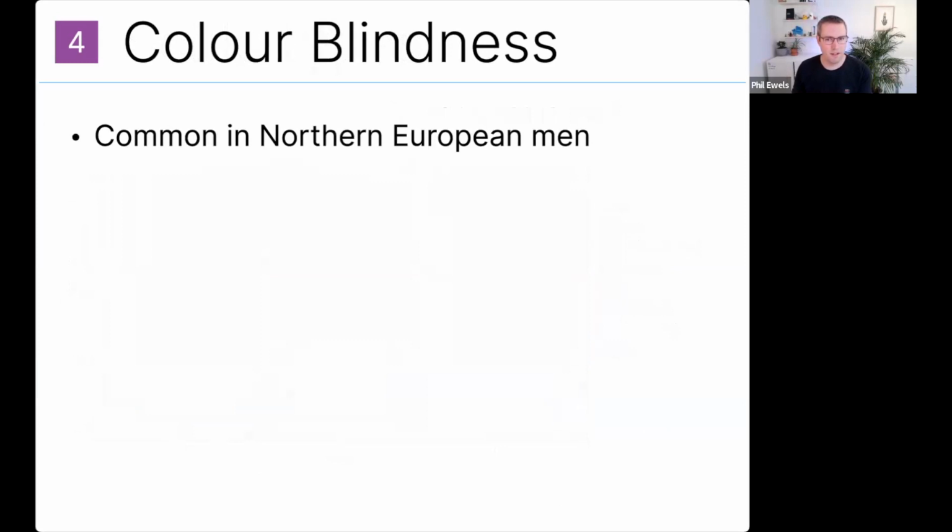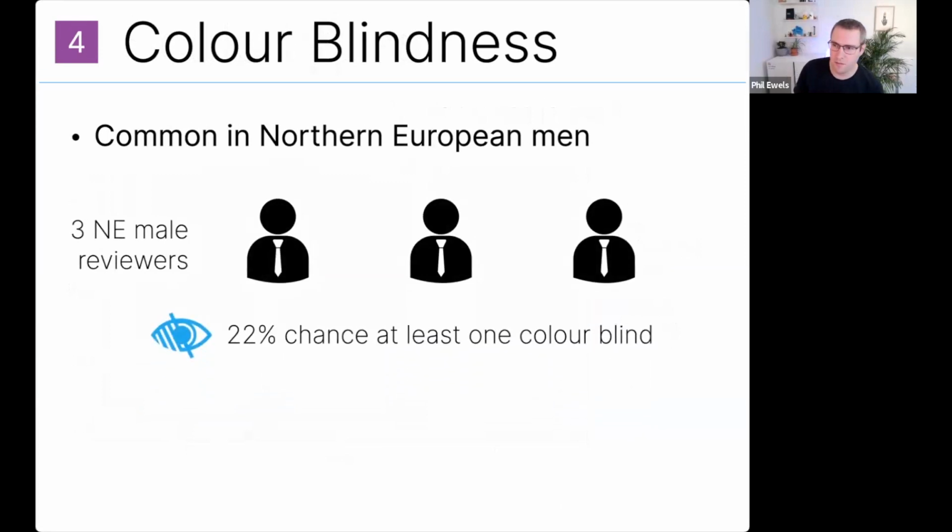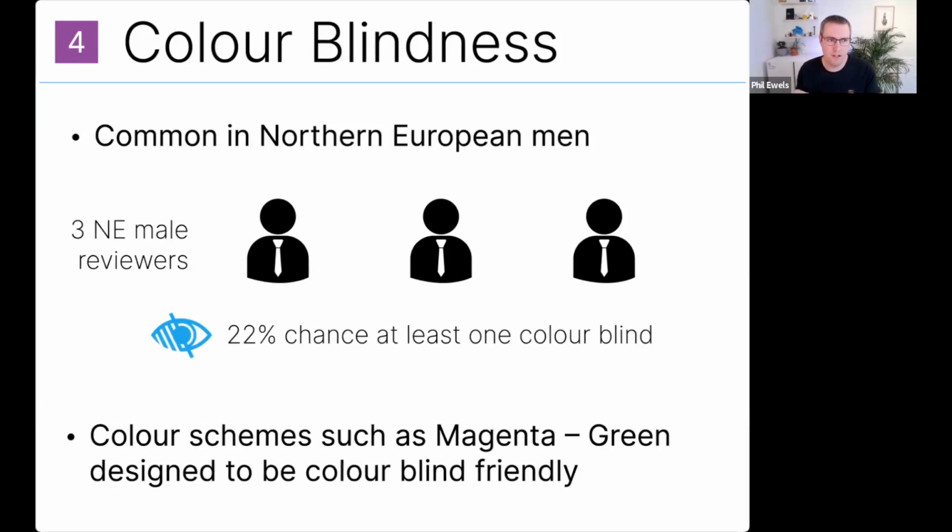unfortunately, in the scientific community in Northern Europe, there's probably quite a high chance that your paper might be reviewed by Northern European men. So if you have 3 reviewers, there's almost a third chance that your paper will be read by someone who's colorblind. Right, so that's a non-negligible number of people who see the world through this. So just bear in mind that some color schemes are bad for people who are colorblind. You just need to be aware of it and remember not to use them.